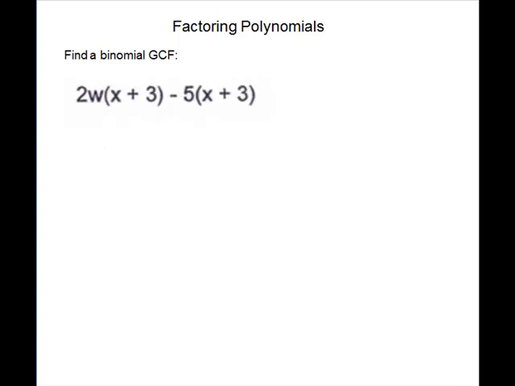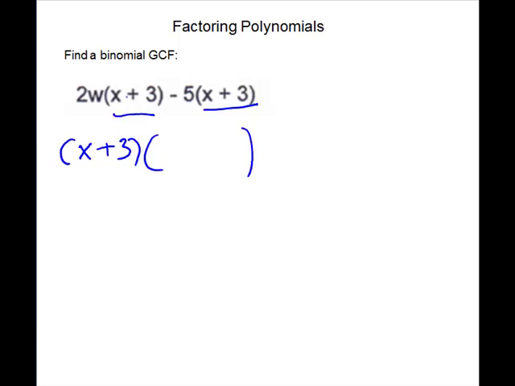For our next problem, we will also find a common binomial. When we look at it, the x plus 3 is the same. So that is our common part. We're going to pull it out of both pieces. Make your second set of parentheses. You're going to have 2 terms in it. This is 1 term, second term.